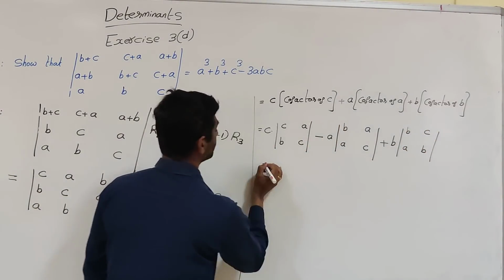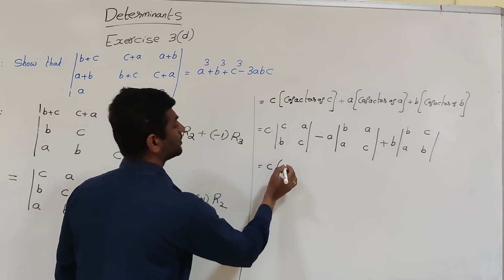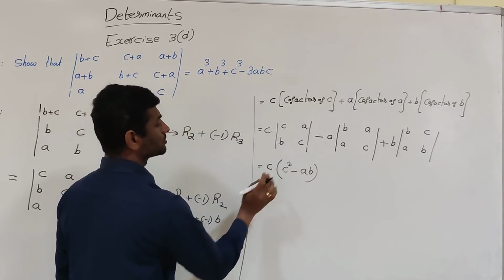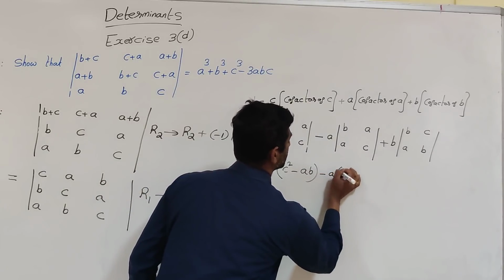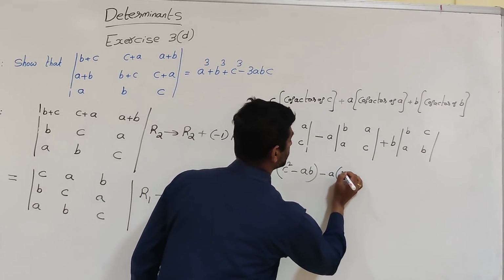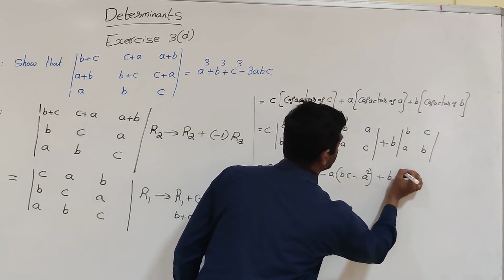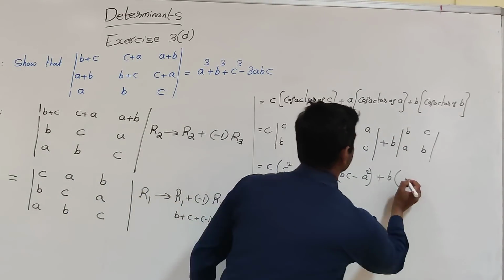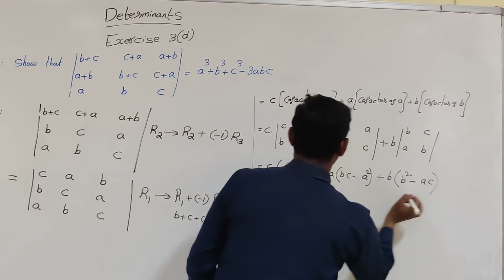Now simplify. C into the determinant of a 2 by 2, which is C square minus AB. C into C, C square minus AB, minus A. And what is the determinant of this 2 by 2? BC minus A square, plus B into the determinant of a 2 by 2 matrix: B into B, B square minus A into C, AC.